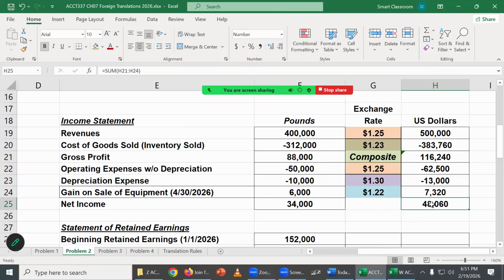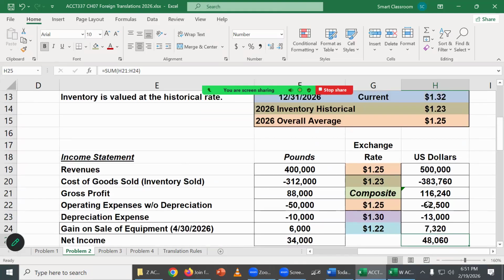42,320, and this one is 48. Why is this one more? Oh, I know. You guys can tell me, why do we have more income for the temporal method? There's actually one big thing there that's swinging it.